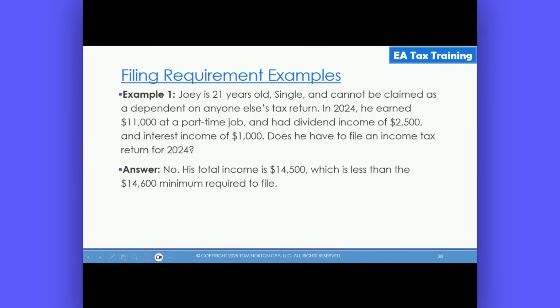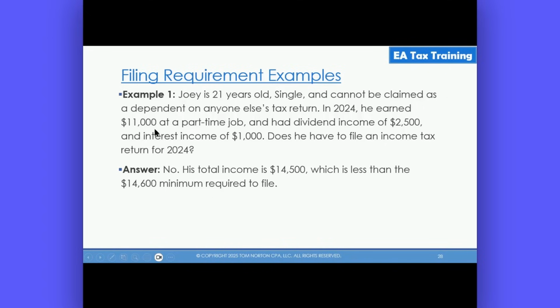Now, just because Joey doesn't have to file a return, does that mean he's not allowed to file a return? No, it doesn't. He is allowed to file a return. He's just not required to file a return. Now, you might say, why would somebody file a return if they are not required to? Well, it could be a couple of reasons. First of all, let's think about that part-time job. Joey made $11,000 at a part-time job.